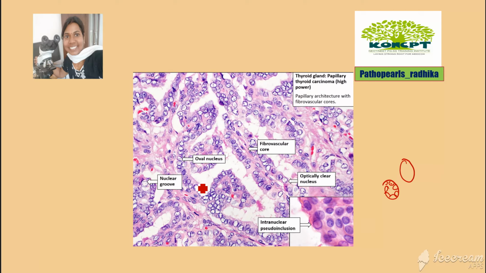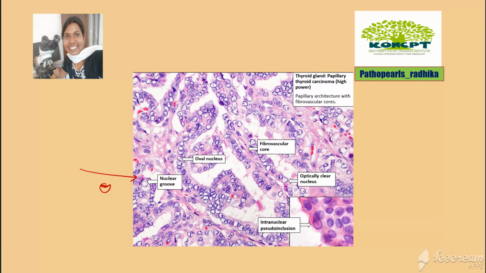They won't be this much crowded. So what you're seeing here is the cells are very much crowded. When you see here, they are overlapping. They are sitting one over the other. They have an optically clear nuclei, which we call an Orphan Annie nuclei. And when you see here, the membrane has formed some grooves.